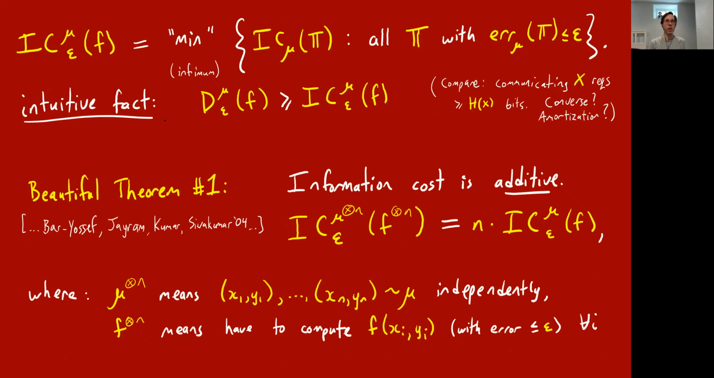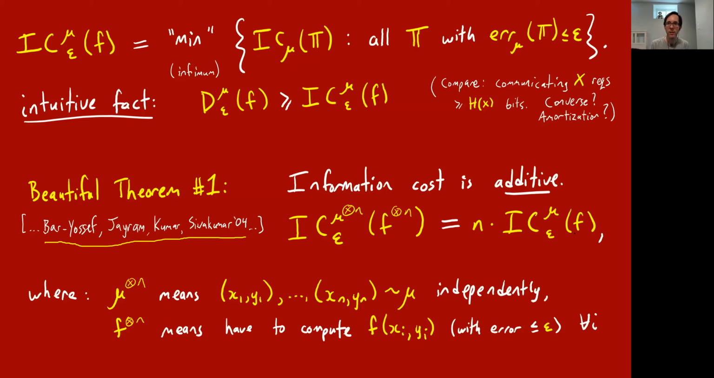So this information complexity is a kind of new concept. It was only really first defined in a paper from 2004 by Bar-Yossef, Jayram, Kumar, and Sivakumar. And they proved one beautiful theorem about it, which is that it's perfectly additive. This is the analog of the fact that the entropy of a bunch of independent random variables is the sum of the entropies of those random variables. So it's a more complicated fact.